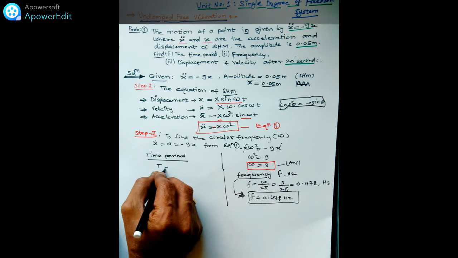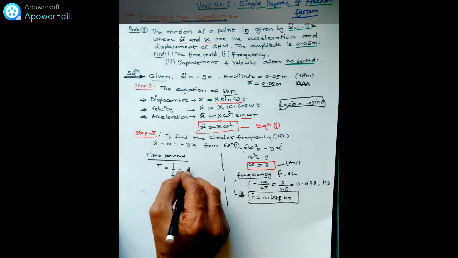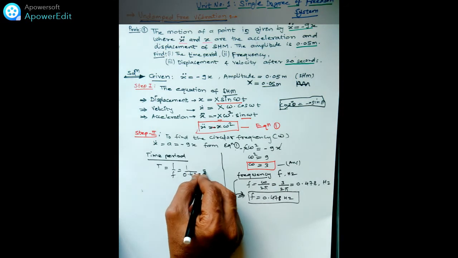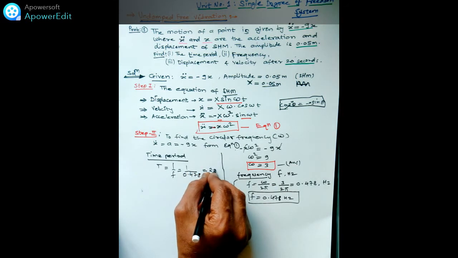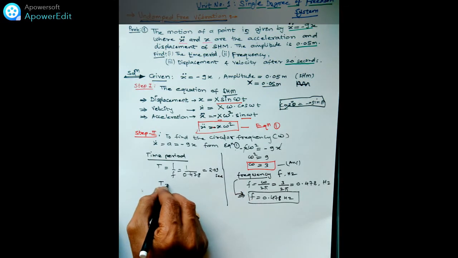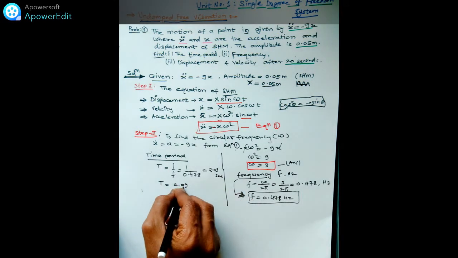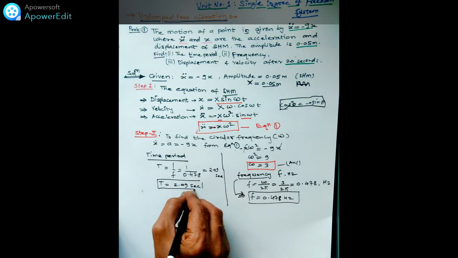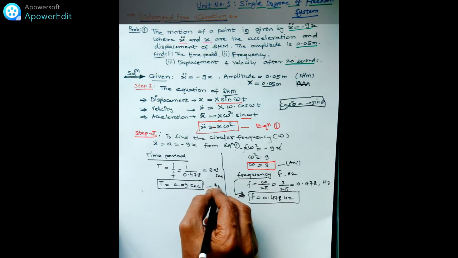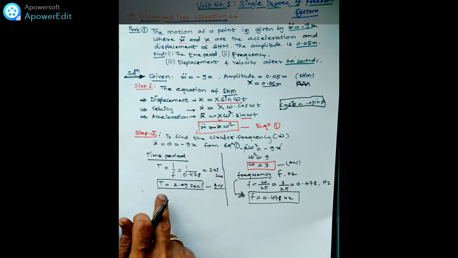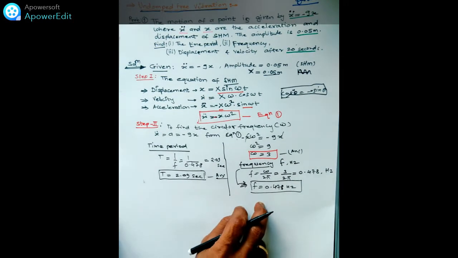T is equal to 1 upon frequency, 1 upon 0.478. That will be your frequency. How much? 2.09, that is in seconds. That means T is equal to 2.09 seconds. So this is your answer. This is answer 1 and answer 2 that we obtained.